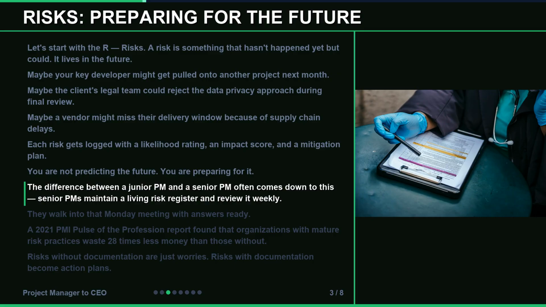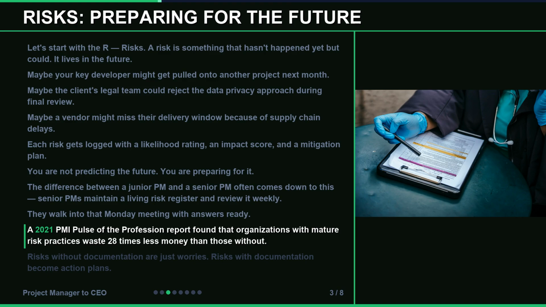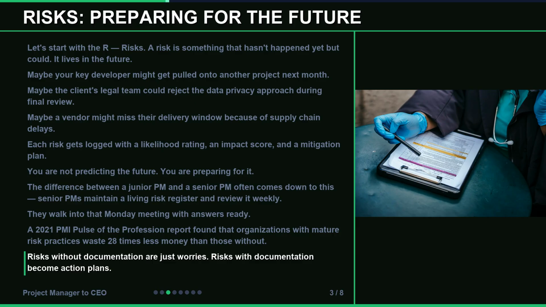The difference between a junior PM and a senior PM often comes down to this: senior PMs maintain a living risk register and review it weekly. They walk into that Monday meeting with answers ready. A 2021 PMI Pulse of the Profession report found that organizations with mature risk practices waste 28 times less money than those without. Risks without documentation are just worries. Risks with documentation become action plans.